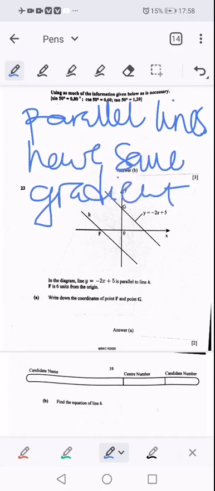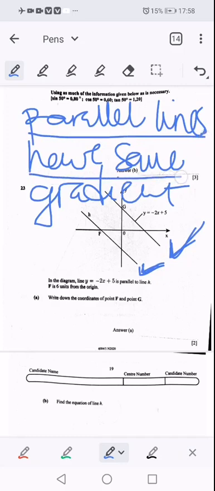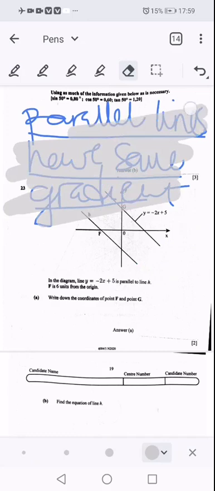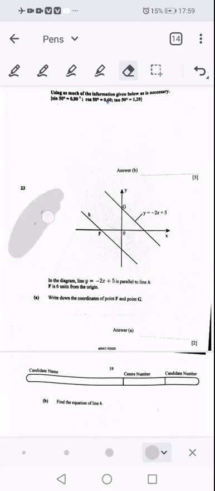Since this line is parallel to this one, the gradient of this line h is -2. Why? Because the gradient of this one is -2. The reason is that parallel lines have the same gradient. Parallel lines have the same what? Gradient. Okay, let's go on.